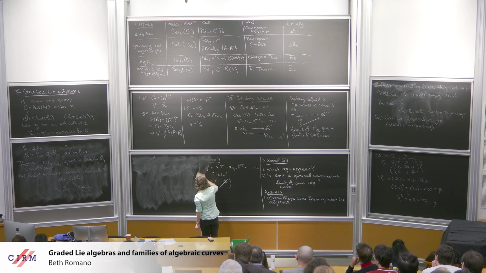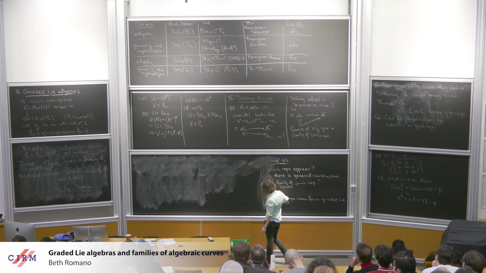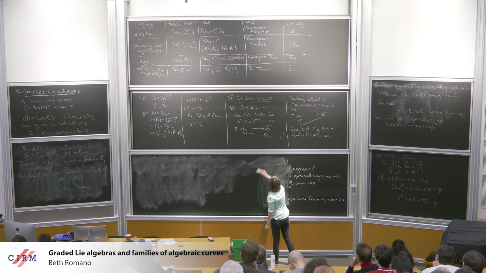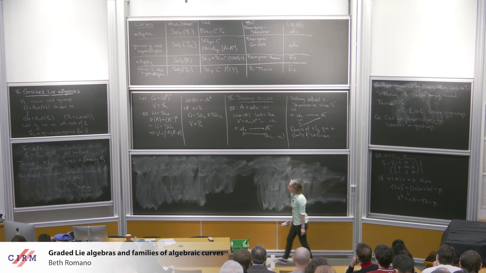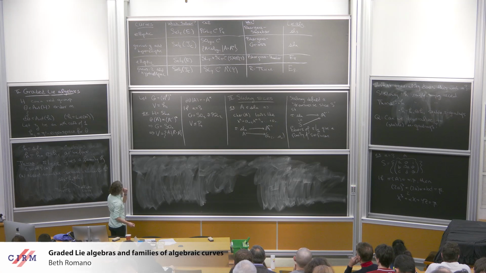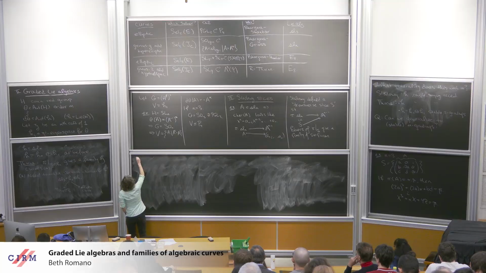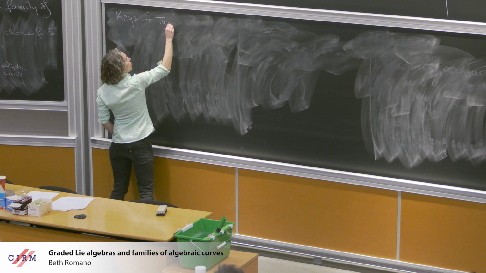Okay, so because I want to avoid giving you all of the technical details, I'm going to tell you the key things that Thorne needed to build these slices, and then tell you what the issues are for extending this. So, some keys to Thorne's construction.